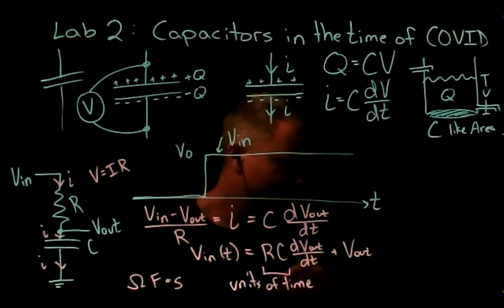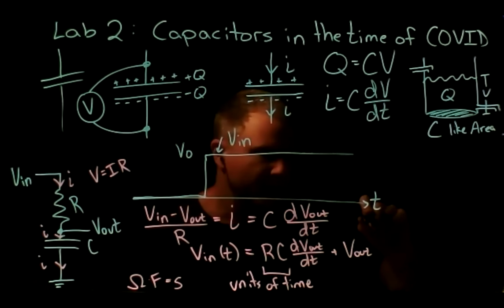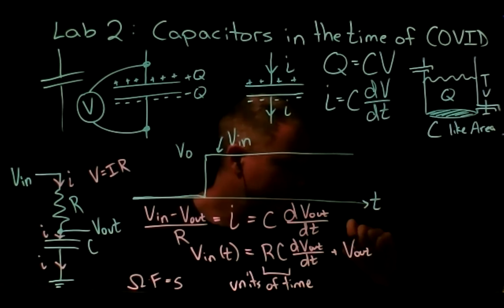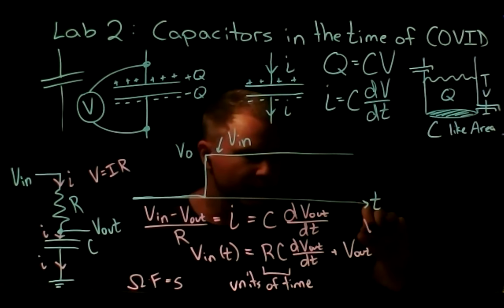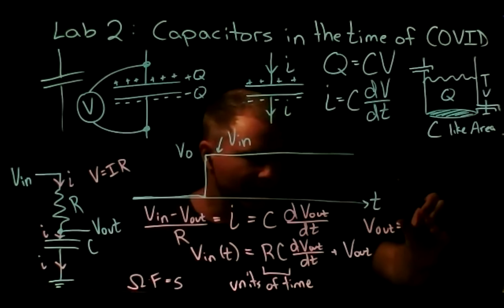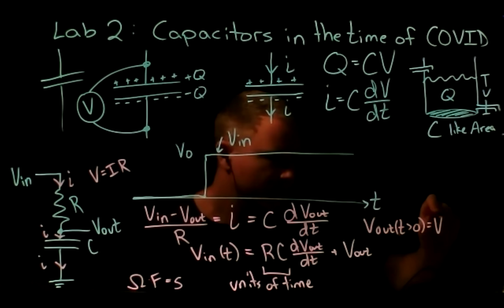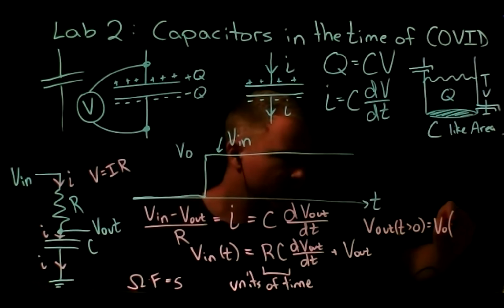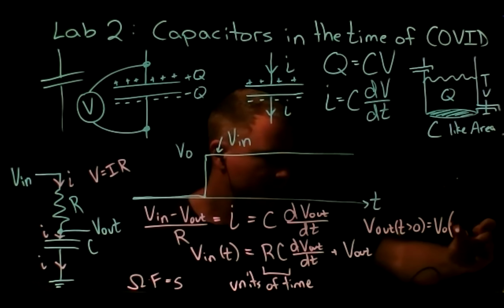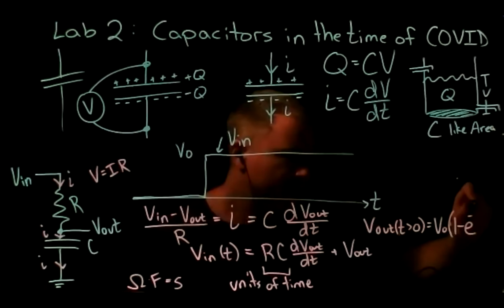And I'll just write down the solution and we'll justify it in a second. So this is a linear equation in V out with some forcing term. So let me just write down a solution and we can check it in a couple different ways here. V out, as long as t is bigger than 0, is going to equal V naught times 1 minus the exponential e to the minus t over RC.